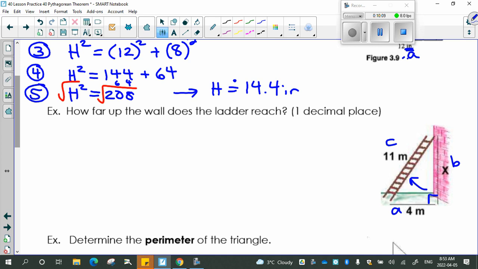Then you write the formula down. C squared equals A squared plus B squared. Then you put the numbers and or letter in the right spot. So do we know C in this one? Yep, it's 11. So 11 squared equals, do we know A? Yep. 4 squared plus, and they're calling B X. So that's my substitute step.